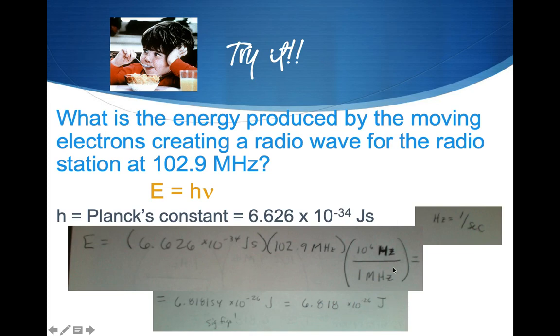And again, the joules came because megahertz canceled. Hz is really 1 over second. So seconds times 1 over second cancels. You're left with joules, which is the metric unit for energy, so that makes sense.